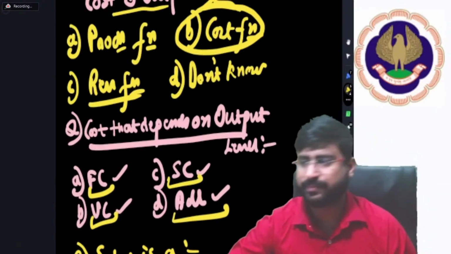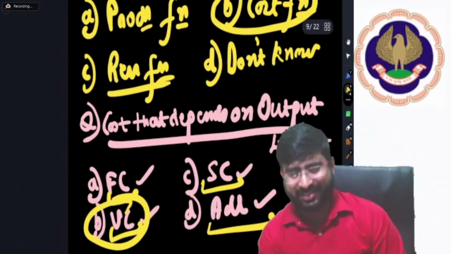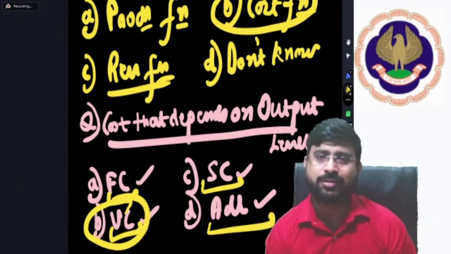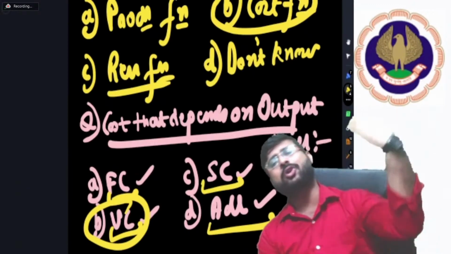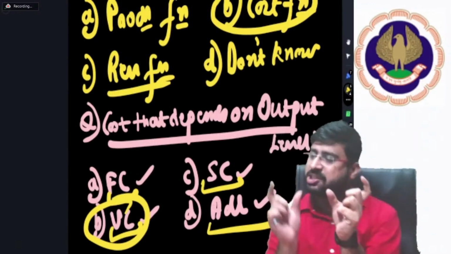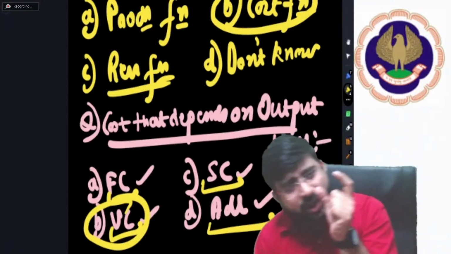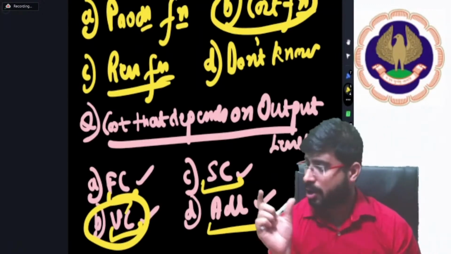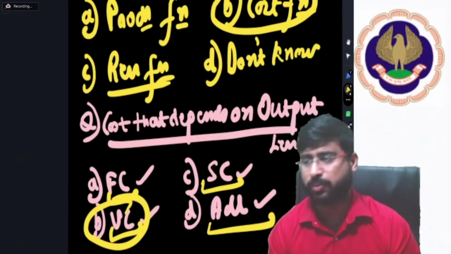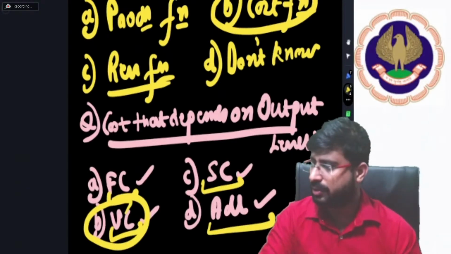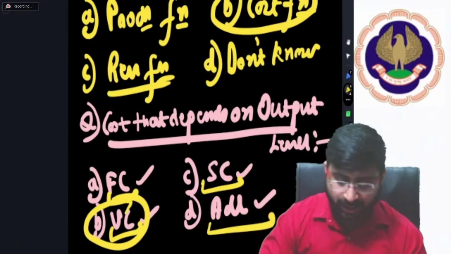You are all correct. Cost that depends on output level is called variable cost. We discussed it right now. For example, raw material is a variable cost. When you produce more finished goods, you buy more raw materials, so the cost is more. Whenever a cost changes with the finished product, that is variable cost. जब भी कोई खर्च आउटपुट के साथ बदलते चला जाए उस खर्च को हम लोग वेरिएबल कॉस्ट बोलते हैं. Got it, sir.